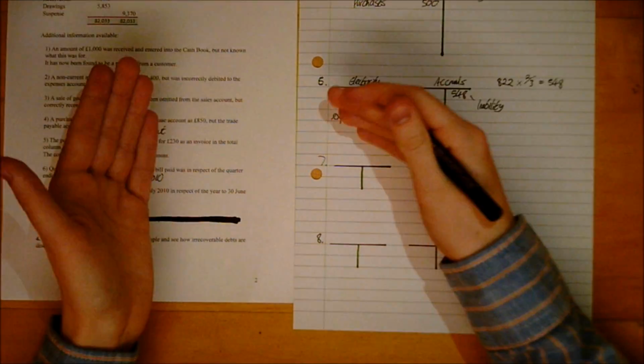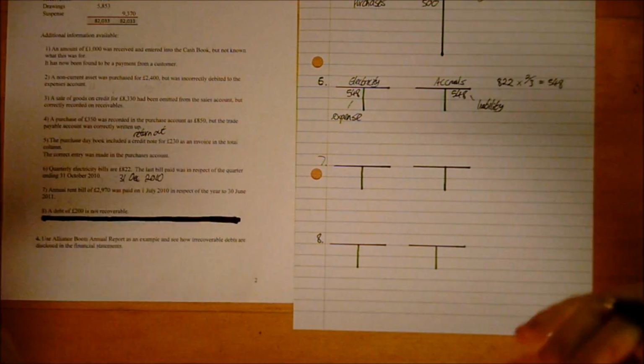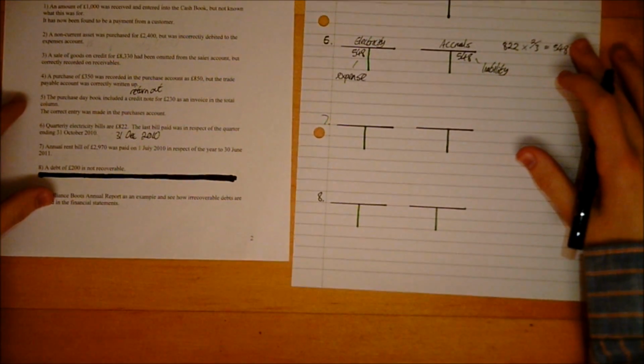And that's it. We've got a debit and a credit. A debit of 548, a credit of 548. They cancel each other out. That's okay by the trial balance.